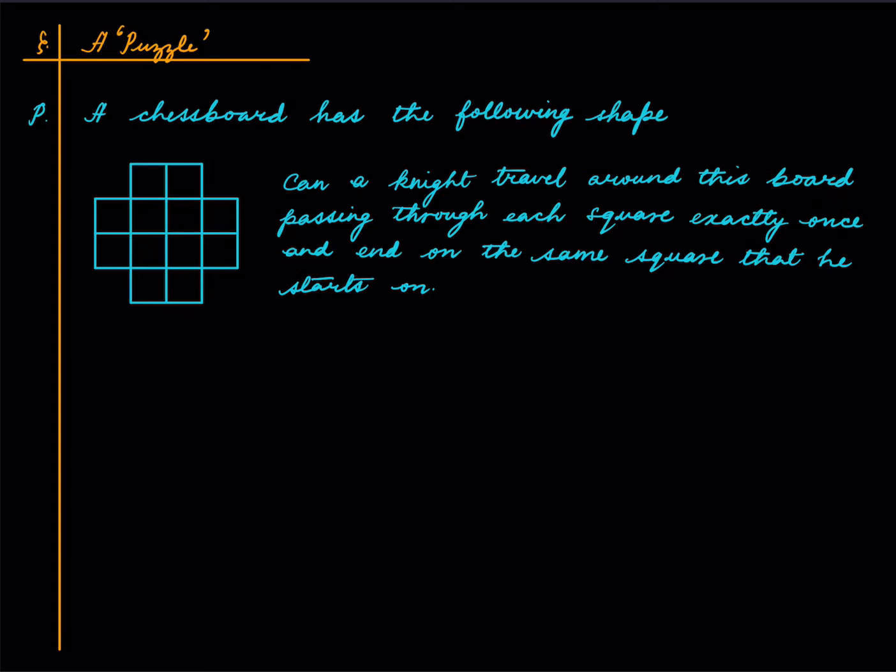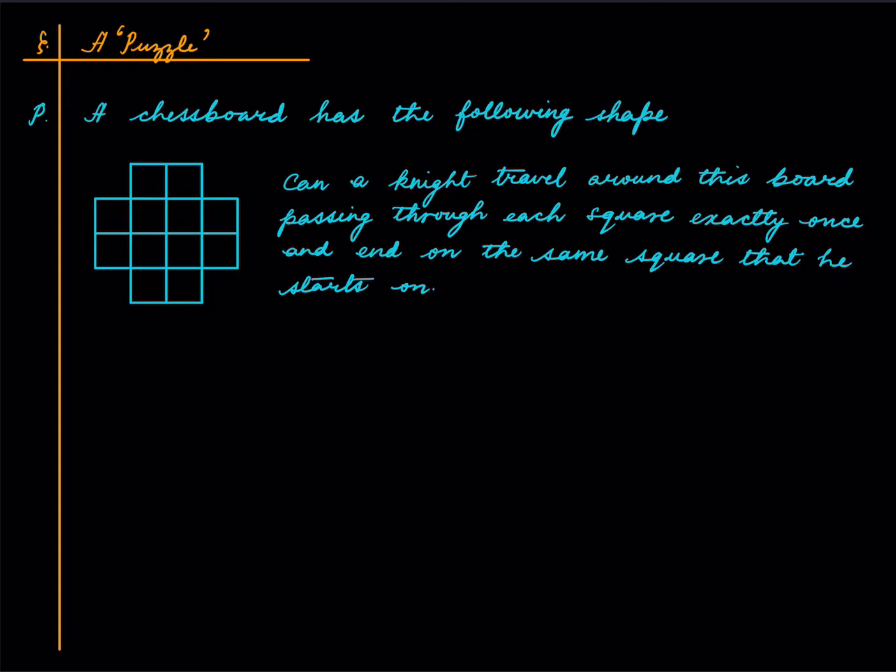We'll be looking at the notion of a graph, and to motivate that notion, I will use the medium of a puzzle. So here is the puzzle. So we have a chessboard of this strange shape. This is not a traditional chessboard. And the problem is this.